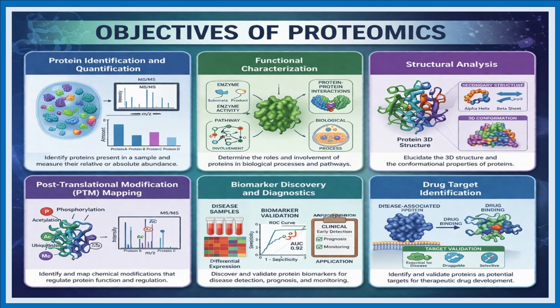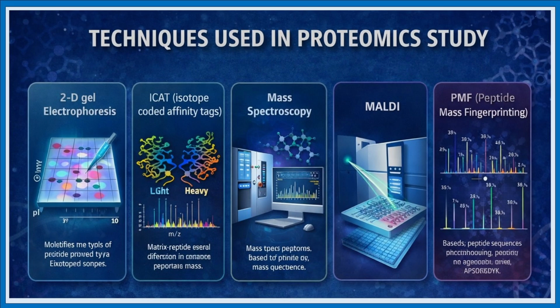Biomarker discovery and diagnostics detects specific protein markers associated with diseases. It aids in early diagnosis, prognosis, and monitoring of treatment response. Drug target identification identifies proteins that can be targeted for therapeutic intervention. It supports drug development by revealing potential targets and mechanisms. Techniques used in proteomics study: 2D gel electrophoresis, ICAT (isotope-coded affinity tags), mass spectroscopy, MALDI, PMF (peptide mass fingerprinting).